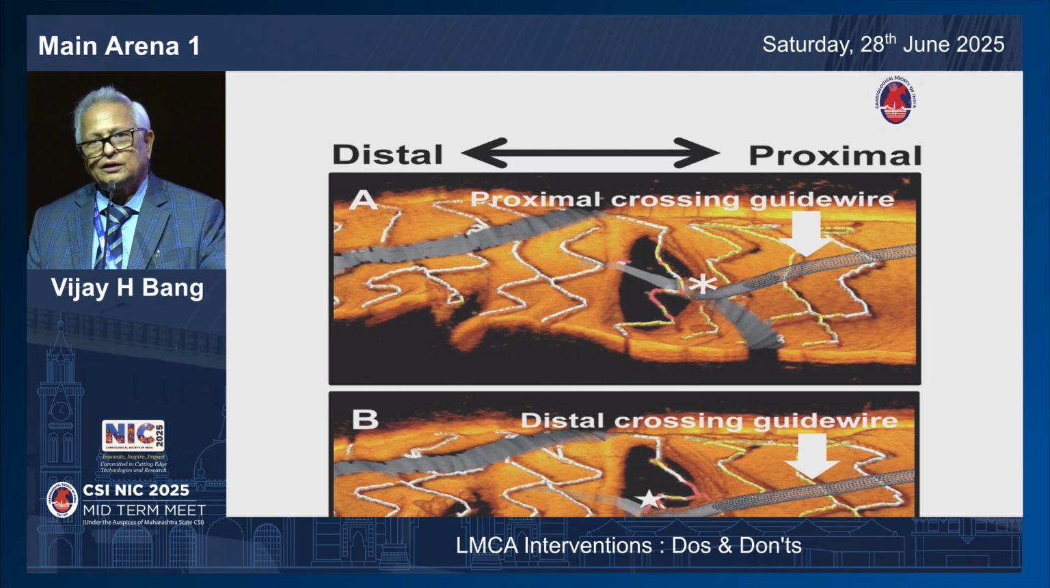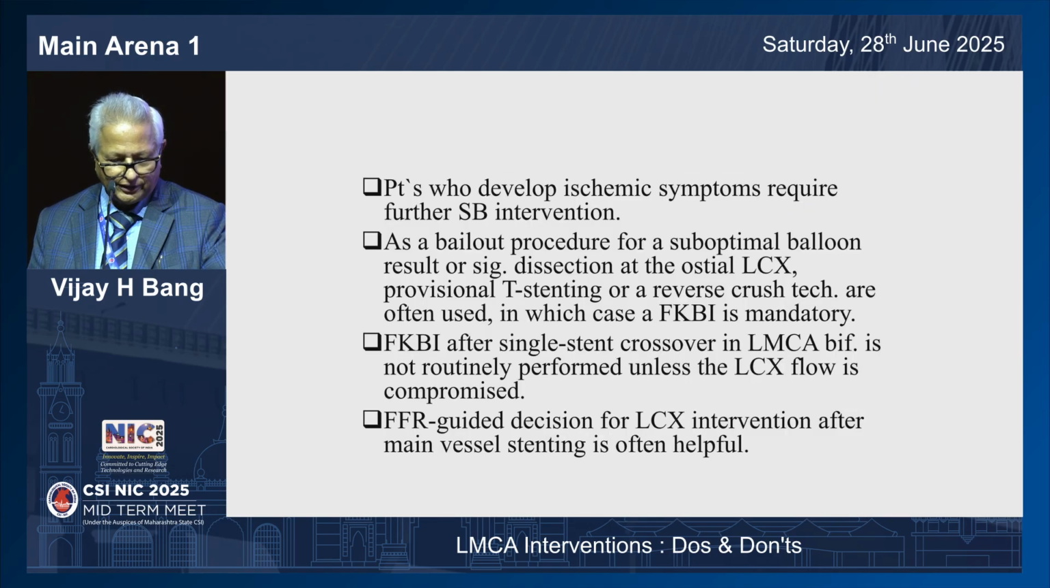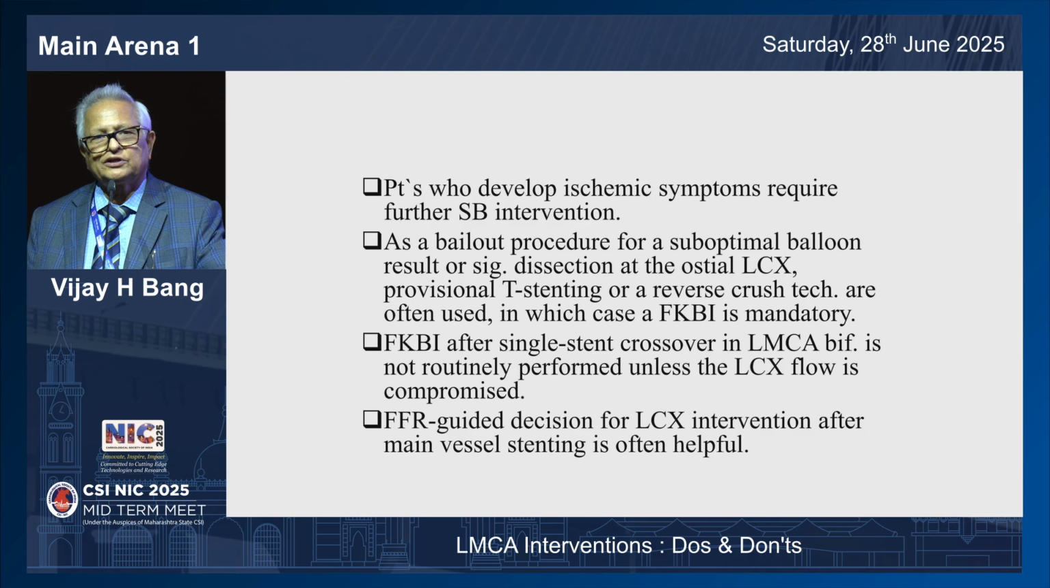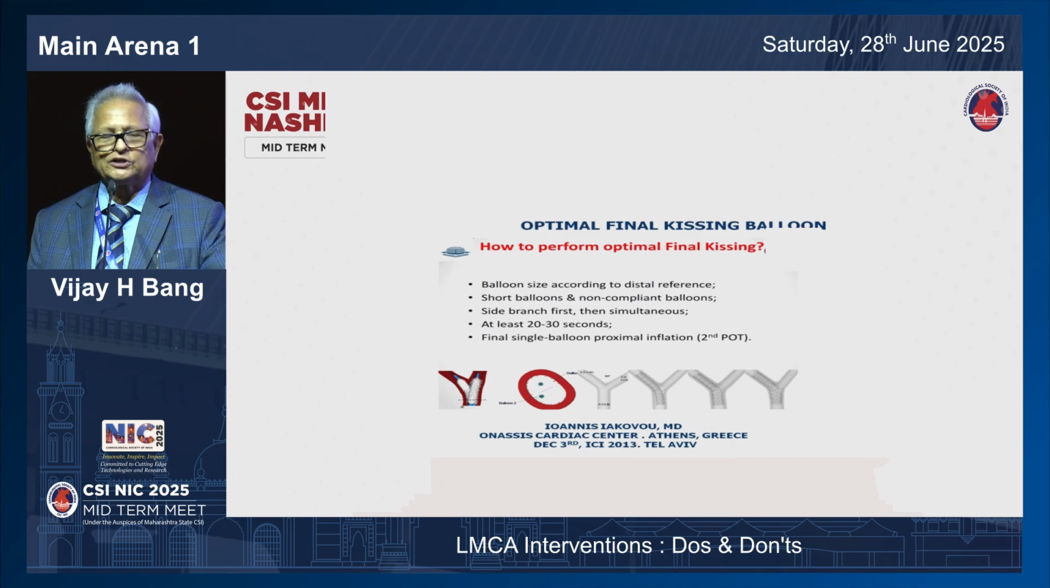So we use imaging to make sure of this, and imaging with 3D OCT is very, very helpful in deciding whether it is a proximal strut entry or distal strut entry. The FFR is very helpful in deciding, even if there is small pinching of the side branch, whether it is physiologically significant or not. We should do an FFR and then take a call whether to do a second stent or not, or do a kissing balloon or not.